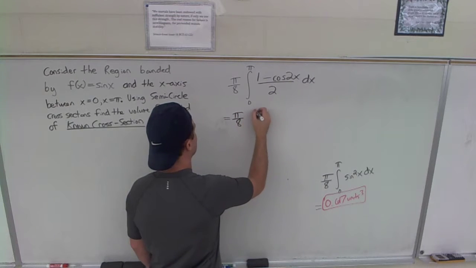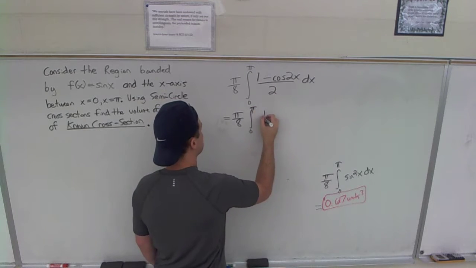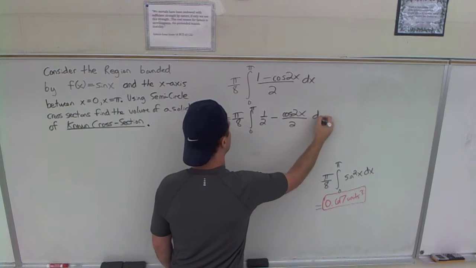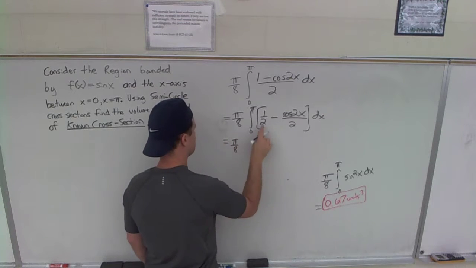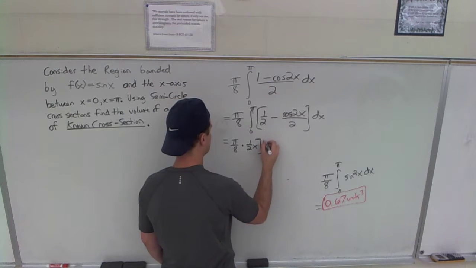So we've got pi over 8, and we need to integrate this. I'm going to break this apart like this. That's 1/2 minus the cosine of double x over 2 dx. So that's going to be pi over 8. Integral of a half is 1/2 x, evaluated between 0 and pi.